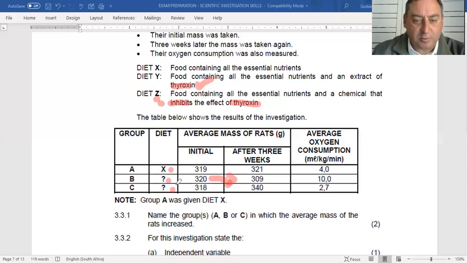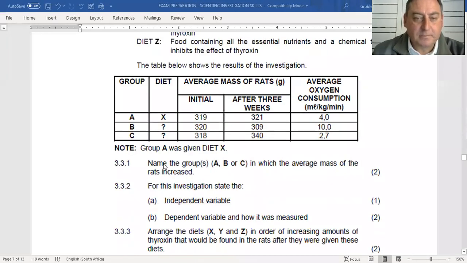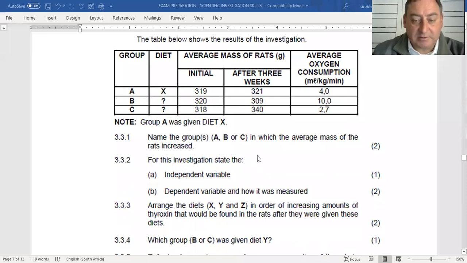Now let's look at the questions that were asked here. Let me just clear my drawings here and then we move on. Name the groups A, B, or C in which the average mass of the rats increased. Where did they increase? A increased and C increased. Scoring 2 marks, I'm getting the answer from here. So the answer is, let me just look at the stats here.